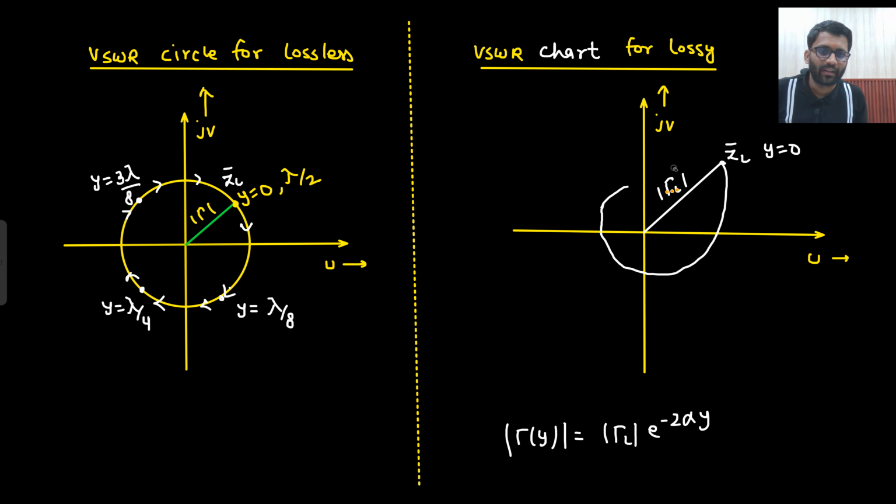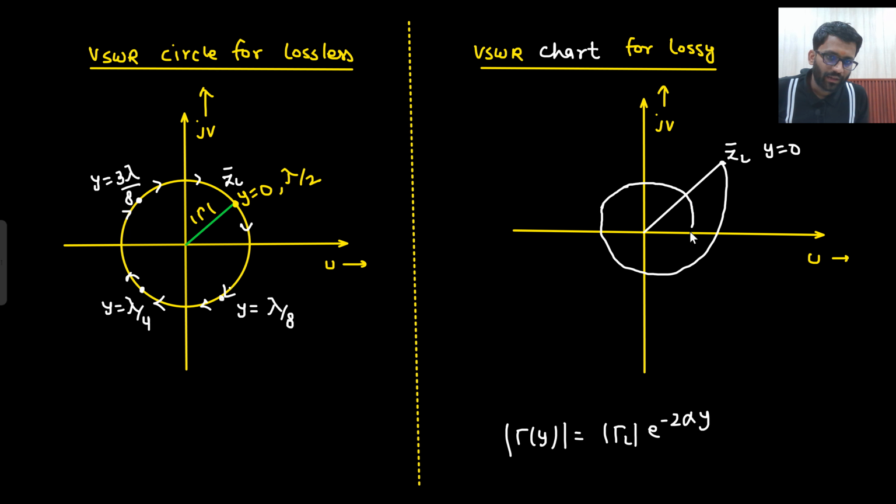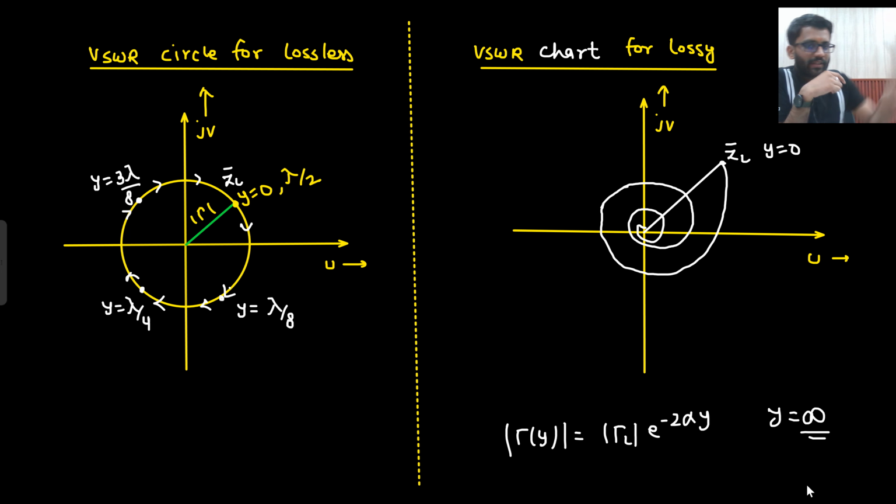Let me remove this gamma L, otherwise this will not look good. The magnitude keeps on going down, like this, and eventually it will fall to 0. Where it will fall to 0, after reaching which distance? The magnitude of the reflection coefficient will fall to 0 at y equals infinity, because if you put y equals infinity, this will come to 0. So if you take an infinitely long line, at that time it goes to 0.